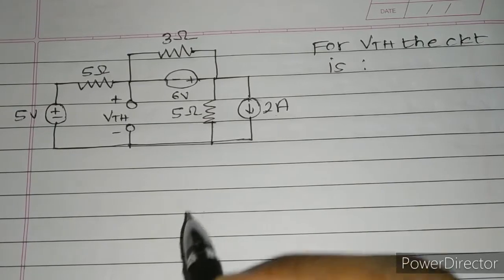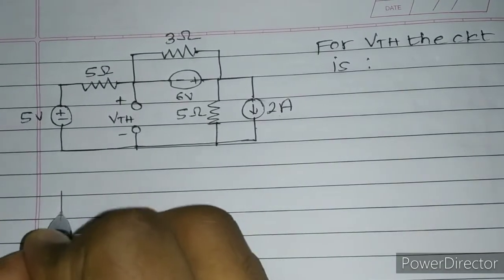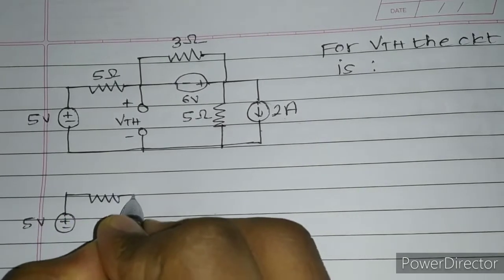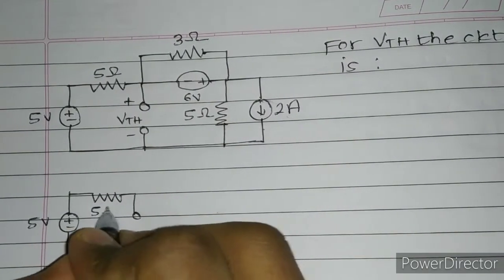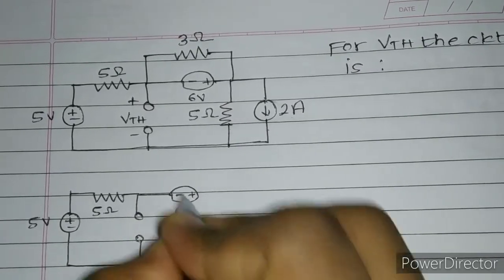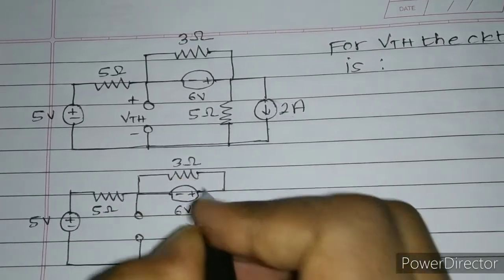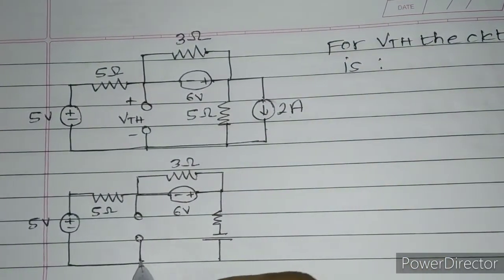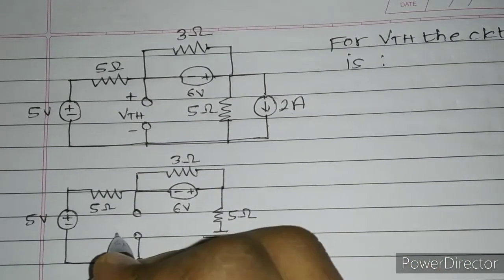The load resistor is removed for finding VTH. Now by applying source transformation over here, the given circuit modifies into the circuit as I am drawing now. 5 volt source over here, 5 ohm resistor, open circuit over here, and there is the 6 volt source in parallel with 3 ohm resistor. Now 5 ohm resistor over here in series with a 10 volt source. And plus minus VTH.